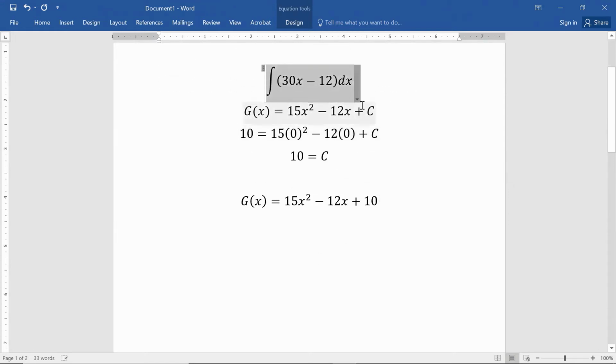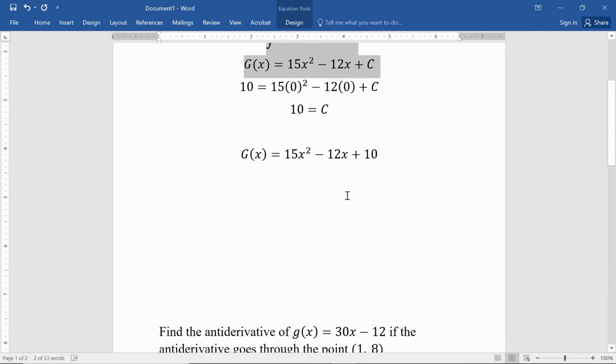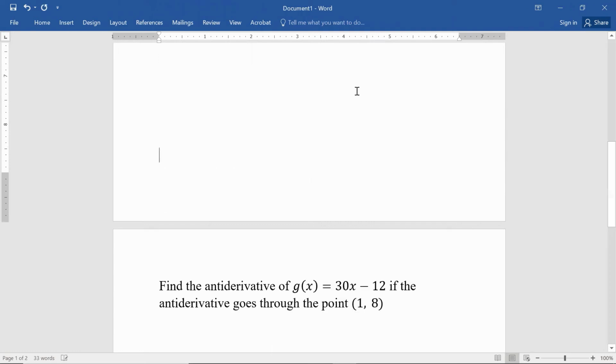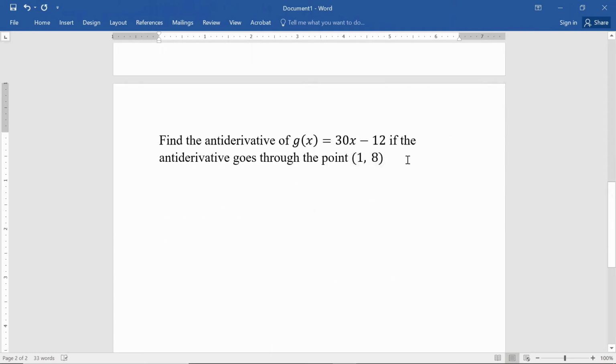We can start the exact same way if I had known that the antiderivative goes through a different point. Namely, let's say the antiderivative goes through the point (1, 8). We would start the same way. We'd find the indefinite integral, and we would know that the antiderivative has that form. Again, the form is capital G of x is equal to 15x squared minus 12x plus c.